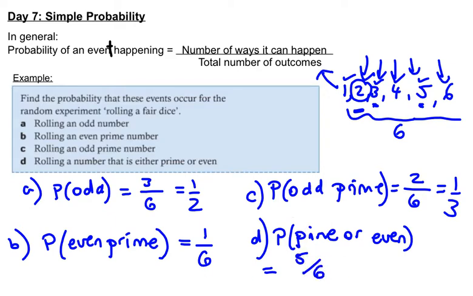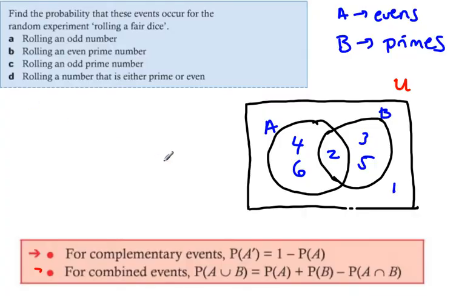All right, let's now see how that would have looked with a Venn diagram, because quite often a Venn diagram will be a useful way to solve probability questions. So can you see we've got a Venn diagram here, and A is the even numbers, B is the prime numbers, and U is the set of all possible outcomes when I roll a dice. So for example, if we wanted the probability of an odd number, you can see quite quickly that it's 1, 2, 3 out of 6. Now we've got these 2 rules in here, and they are quite important.